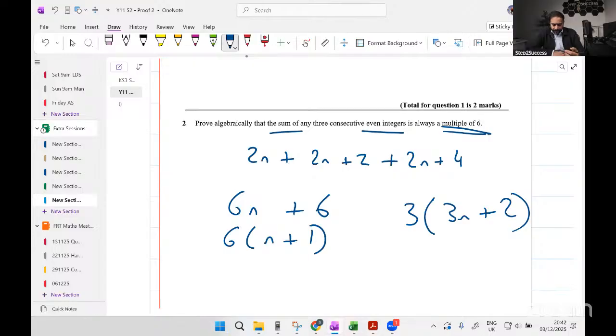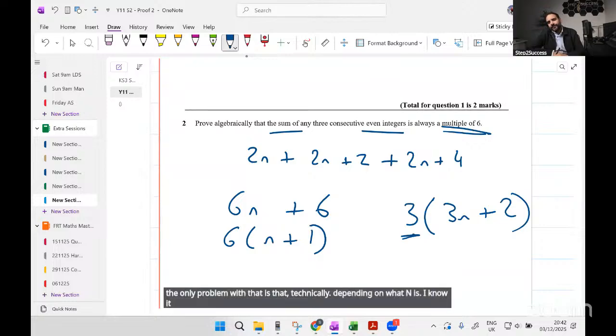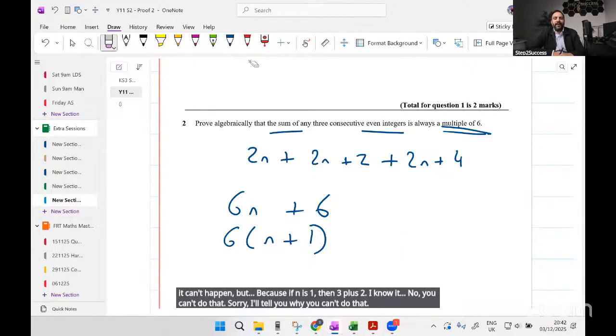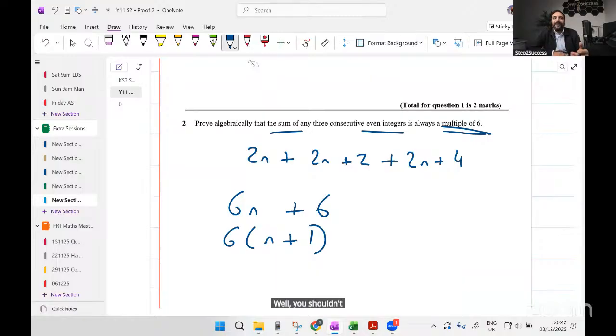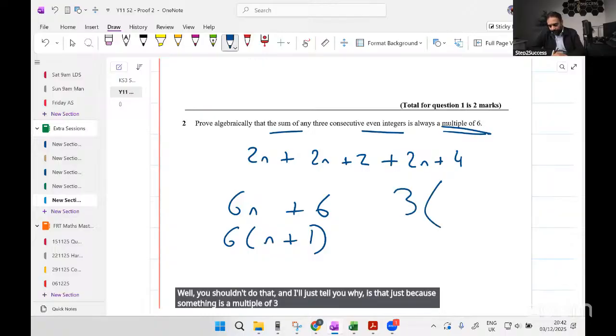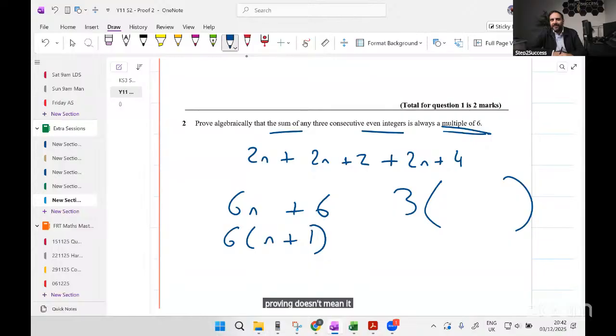The only problem with that is that technically, depending on what n is, I know it can't happen, but if n is one, then three plus two. I know it. No, you can't do that. Sorry, I'll tell you why you can't do that. Well, you shouldn't do that, and I'll just tell you why. Just because something is a multiple of three, which is what you're basically proving, doesn't mean it's a multiple of six, because these are multiples of three.